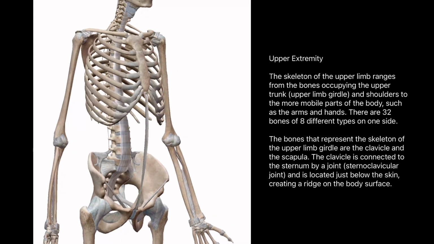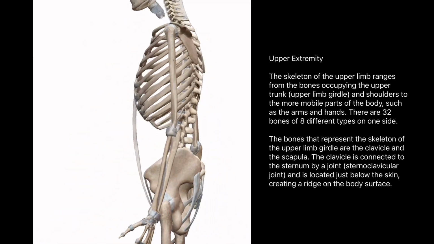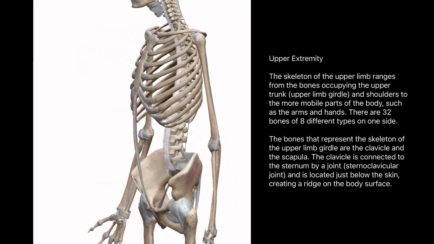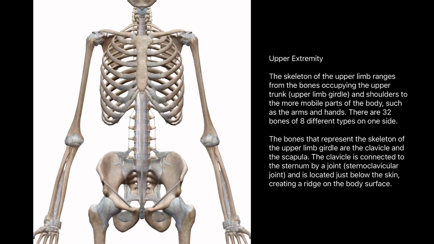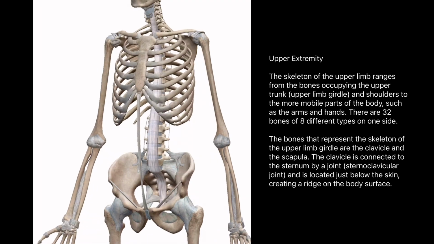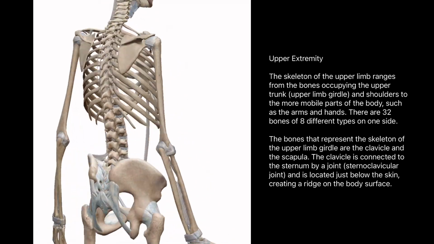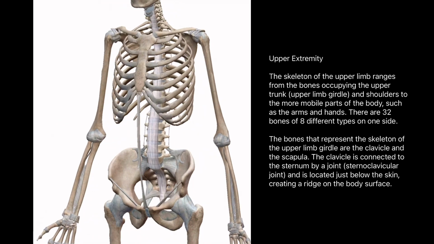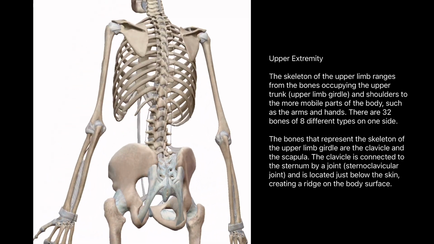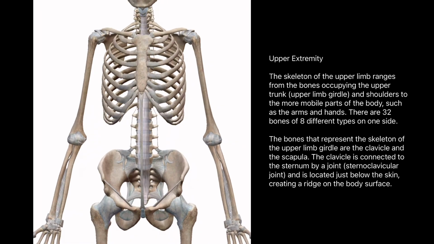Upper extremity. The skeleton of the upper limb ranges from the bones occupying the upper trunk, upper limb girdle and shoulders to the more mobile parts of the body, such as the arms and hands. There are 32 bones of 8 different types on one side. The bones that represent the skeleton of the upper limb girdle are the clavicle and the scapula. The clavicle is connected to the sternum by a joint, the sternoclavicular joint, and is located just below the skin, creating a ridge on the body surface.